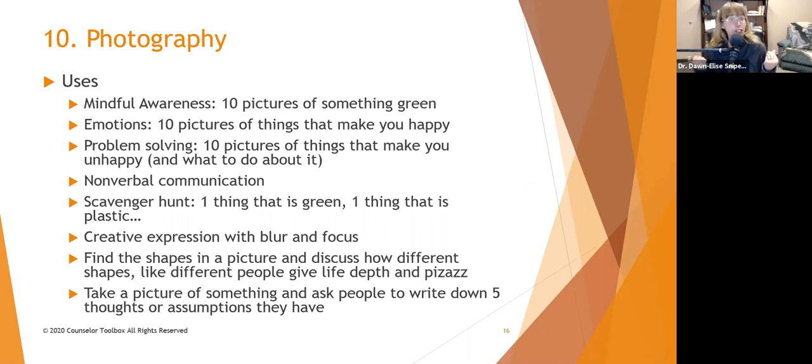So taking a picture of me when I'm concentrating on something, people may have the assumption that I'm in a bad mood. Well, that's actually not it at all. I'm probably actually pretty excited because I'm intently reading something or intently learning about something. But it helps people start exploring their assumptions and how that impacts their interaction with the rest of the world.